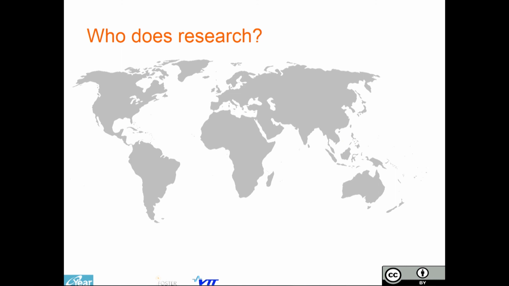Now, we should also consider who does research. As you can see in this slide, I have included the whole world map because all people in all countries, in all places around the world can do research. All people have the right to do research. All people have ideas that they can research. And all people also have the right to ask for money for research. All people have the right to have access to other people's research. All people have the right to present their research results. So everyone in the world does research.